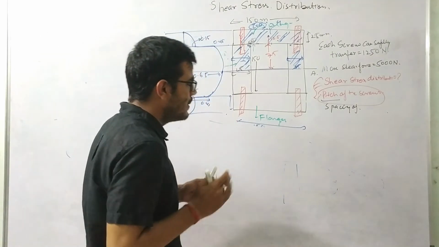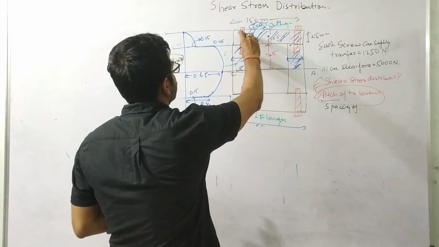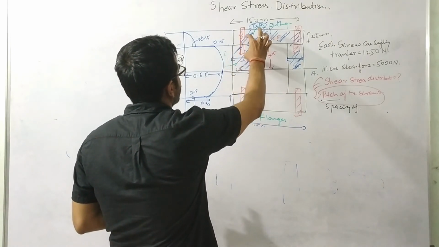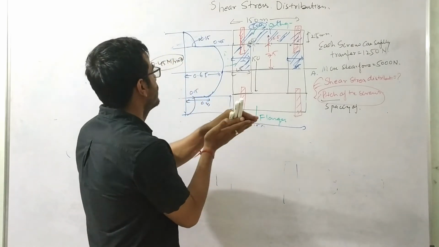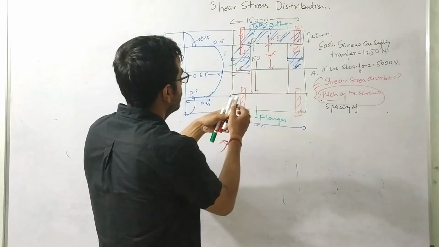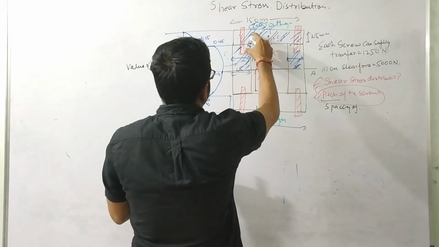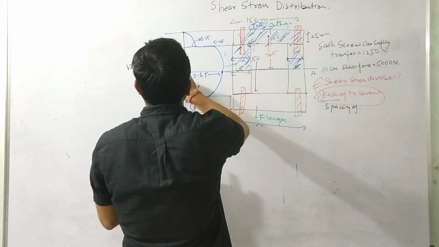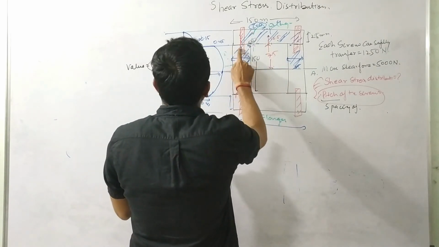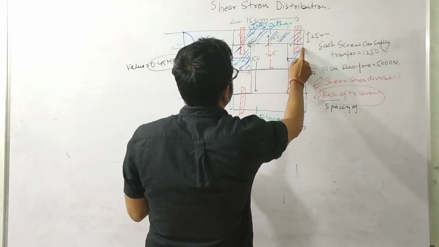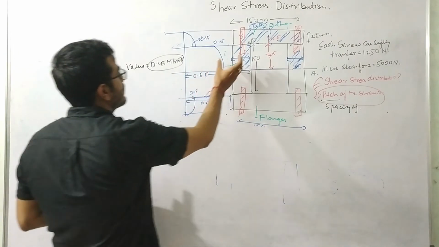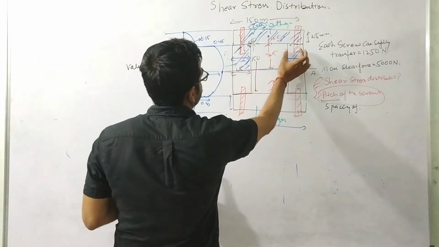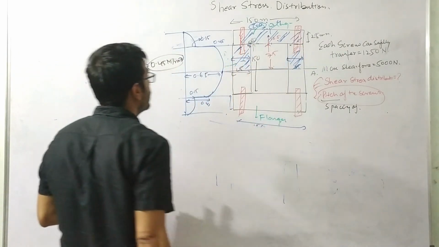What is meant by that? If these screws are holding these two portions together, the shearing stress occurring between this web and these flanges is 0.5 Newton per mm square. 0.5 Newton per mm square over here, 0.5 Newton per mm square over here, because this is a stress. This value will be the same over here, and the same over here.